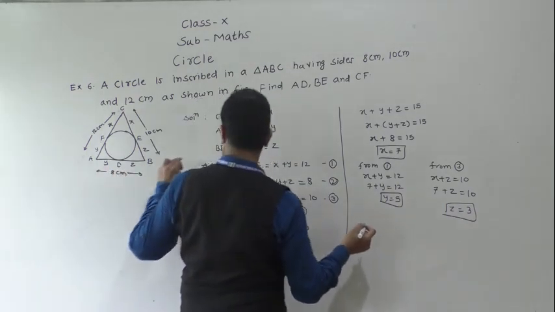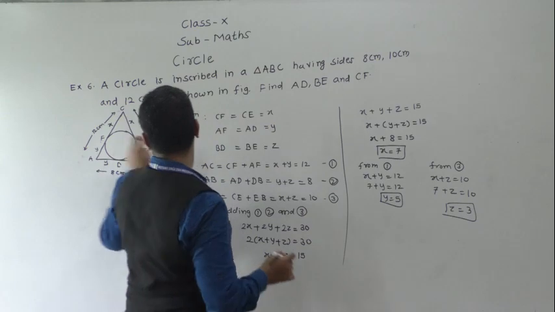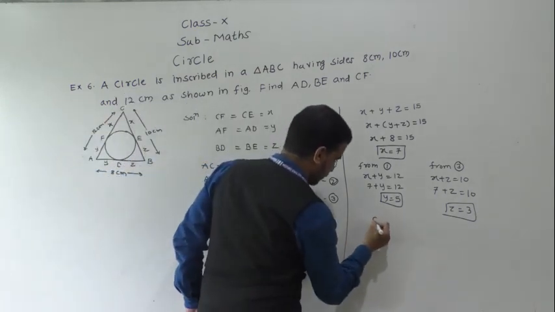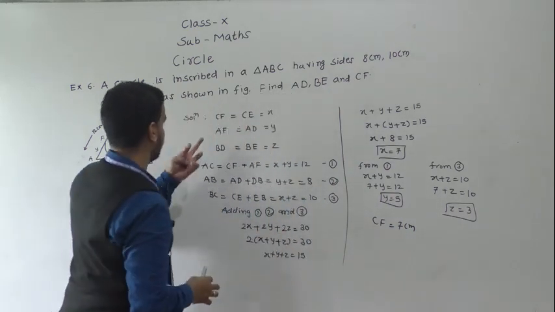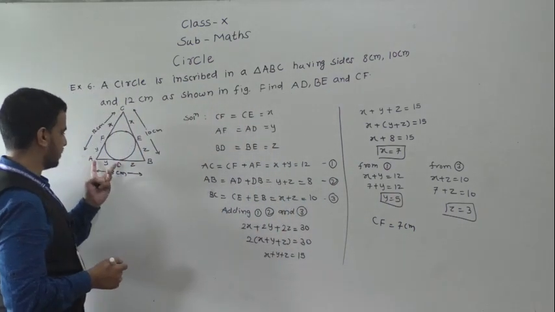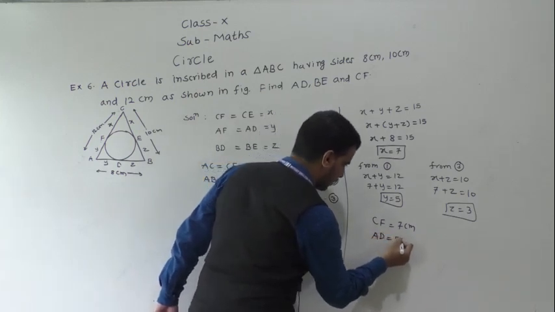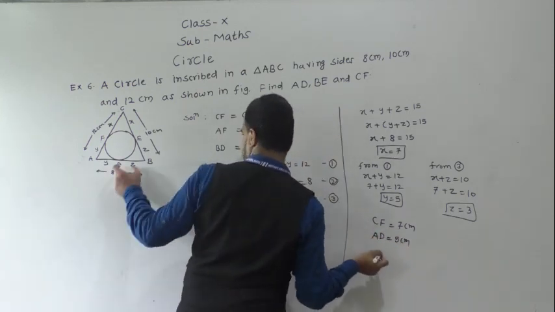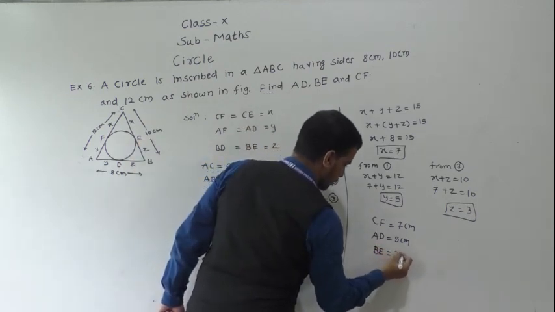Here we want CF, and CF is X. So CF is equal to 7 centimeter. Then we want AD and BE. AD is equal to Y, so AD is equal to 5 centimeter, and BE is Z, so BE is equal to 3 centimeter.